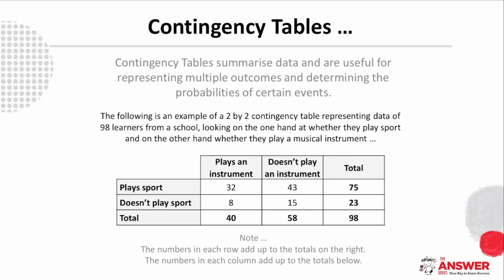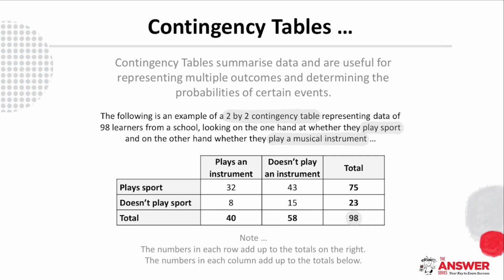So if we look at the following, this is a 2x2 contingency table and it represents the data of 98 learners from a school regarding the playing of sport and the playing of a musical instrument. How it works is that the numbers in each row add up to the totals on the right and the numbers in each column add up to the totals below. The overall total is then in the bottom right corner and it is both the total from the totals above as well as from the totals to its left. Having two ways to find this total helps to make sure that all your entries are in fact correct.